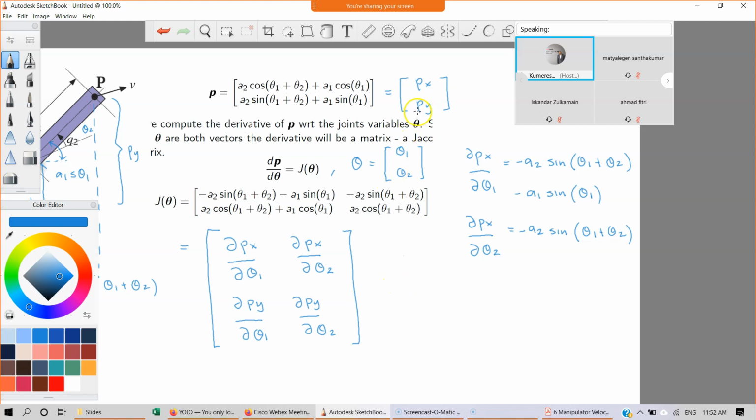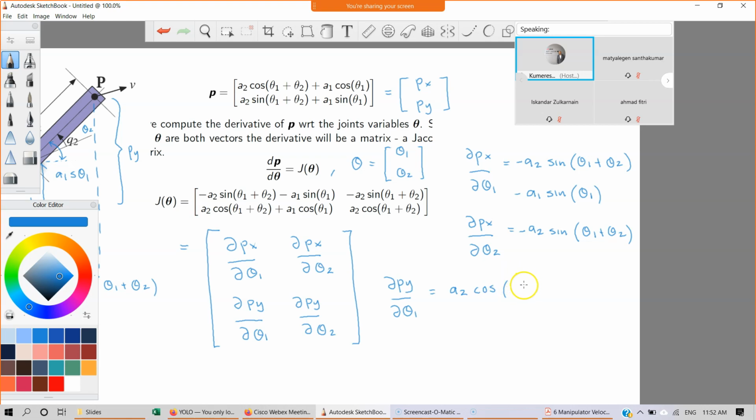Let's see, what is py? This whole thing is py. We want to compute this part right here, del py del theta 1. We take this term and perform derivative with respect to theta 1, plus this term, also with respect to theta 1. A2 is a constant, so it remains as A2. If you take the derivative of sine with respect to the thing inside, it becomes cos.